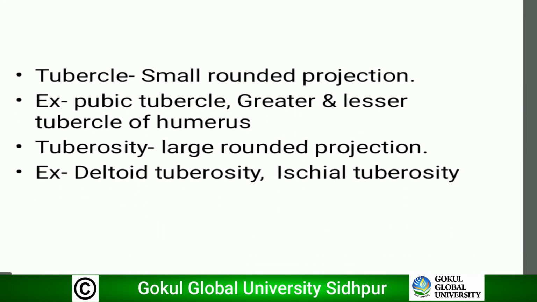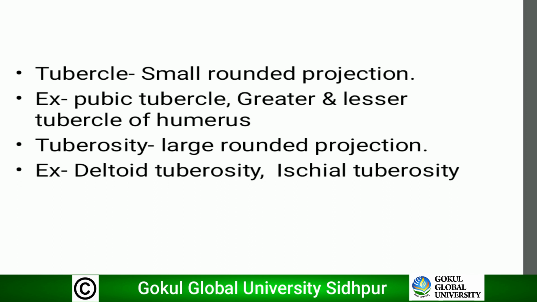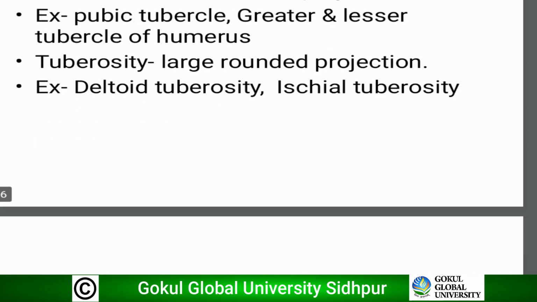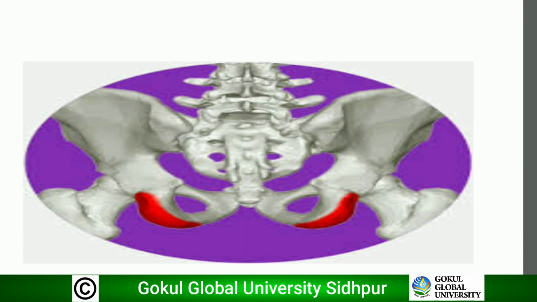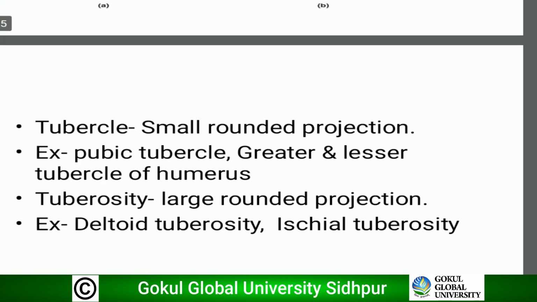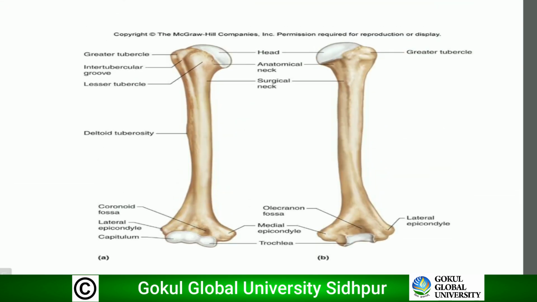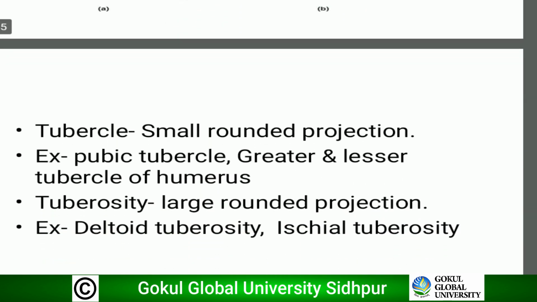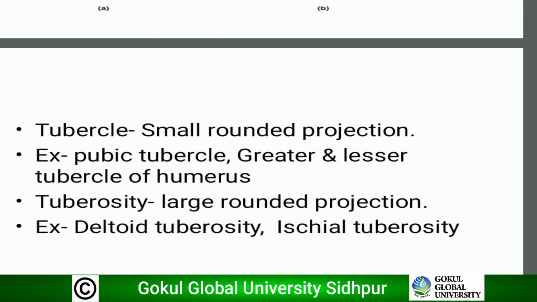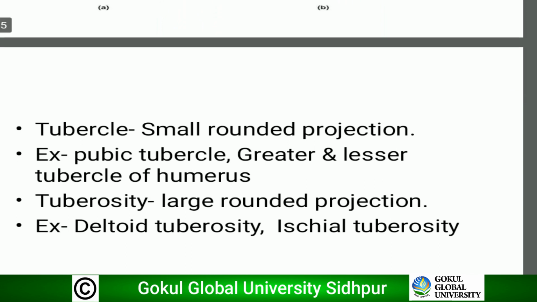Tuberosity, a large rounded projection. Example, deltoid tuberosity, ischial tuberosity. In this diagram, the part which is red or highlighted is the ischial tuberosity, a large rounded projection. In the humerus bone there is a small elevation, which is the deltoid tuberosity, a large rounded elevation.